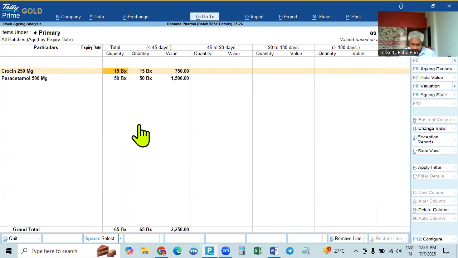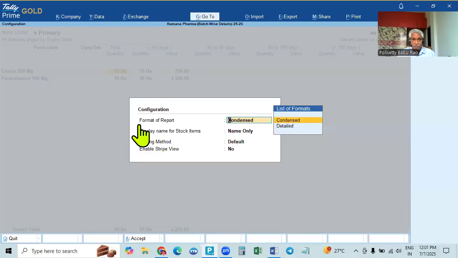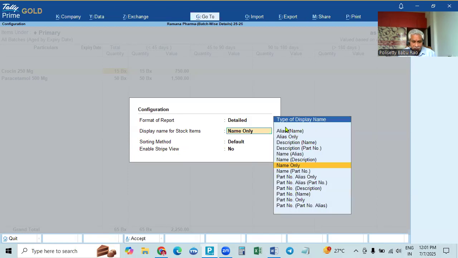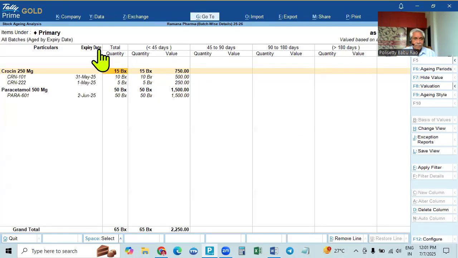In this case, go to F12. Here the form of report is condensed, simple. Go to detailed. If you click that and accept, then all the stock items are shown. Okay, here batch numbers, expiry date, everything is shown. Here you can see when it is expiring.